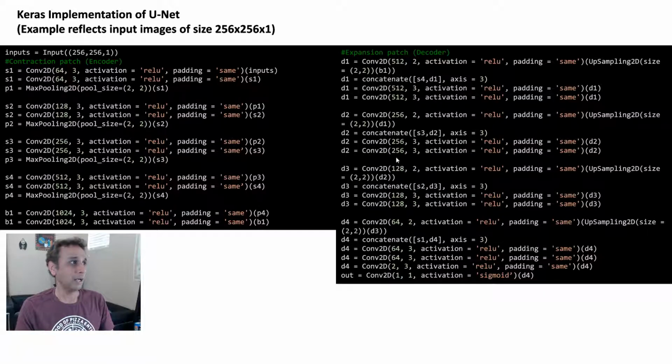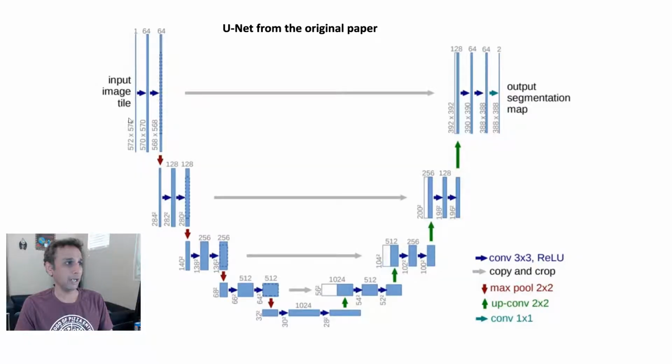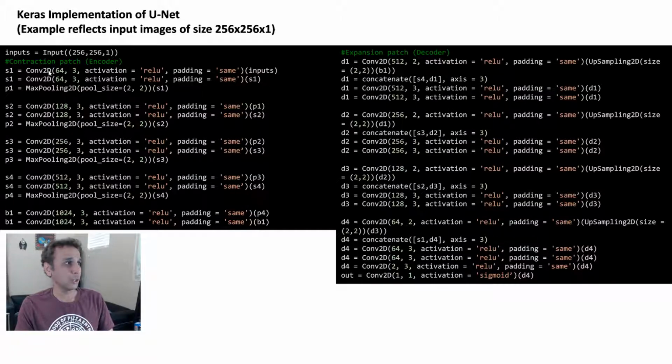What did we do? First of all, we have an input layer of 256 by 256 by 1, and then we have 2 convolution layers. What happens then? You have this red arrow, which means max pooling, and after max pooling, you again have 2 convolutions. So convolution, max pooling, convolution, max pooling, and so on. How many of these do we have? We have 4 of these.